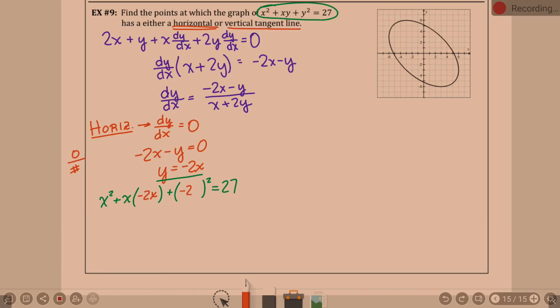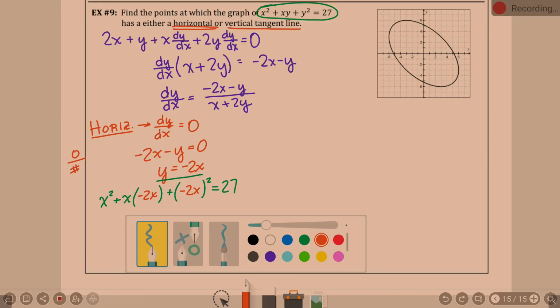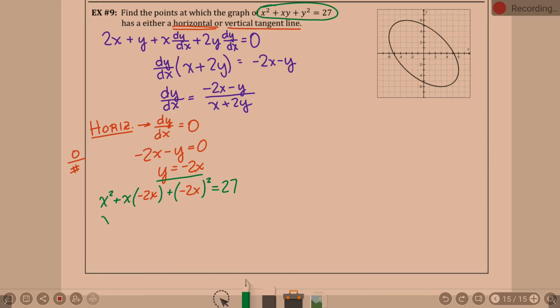Okay, clean this up. X squared. What's x times negative 2x? Negative 2x squared. Plus, what is the quantity negative 2x when you square it? 4x squared. Good.